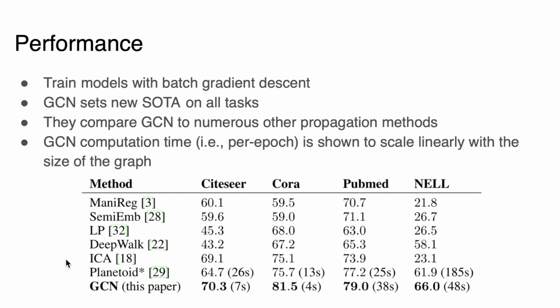In addition to this, the GCN computation time, or the time that we take per epoch, is shown to scale linearly with the size of the graph. And when you look at the times per epoch listed here in the table, we see that not only do we improve performance over some of the previously used methods, but we also significantly decrease the computation time, usually around 3 times from the previous method Planetoid listed here.